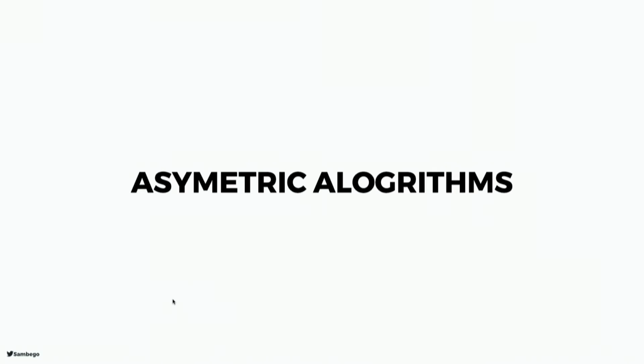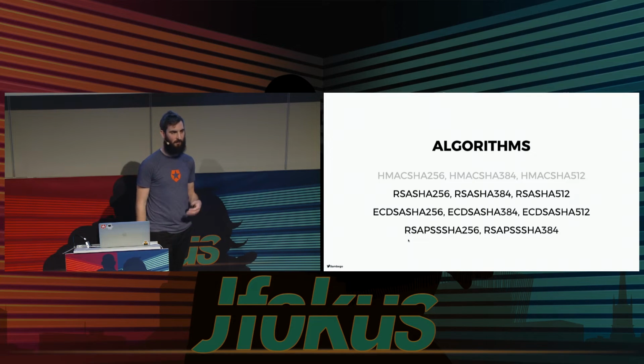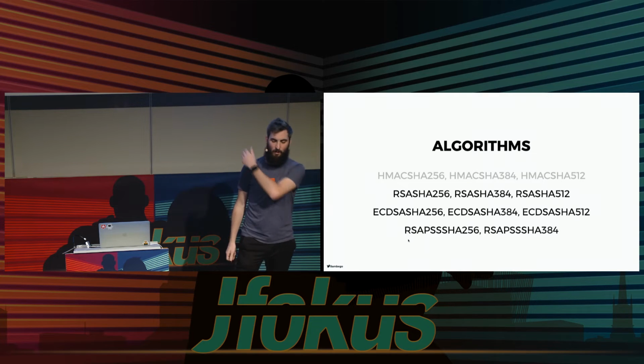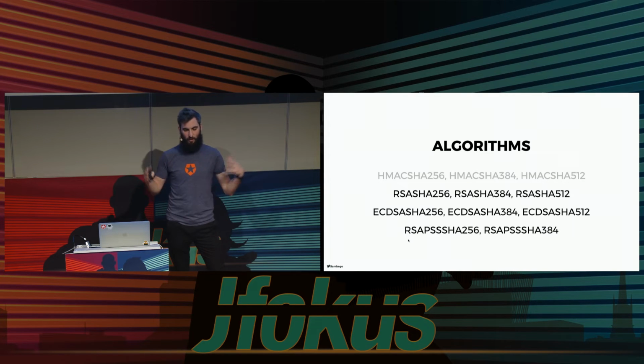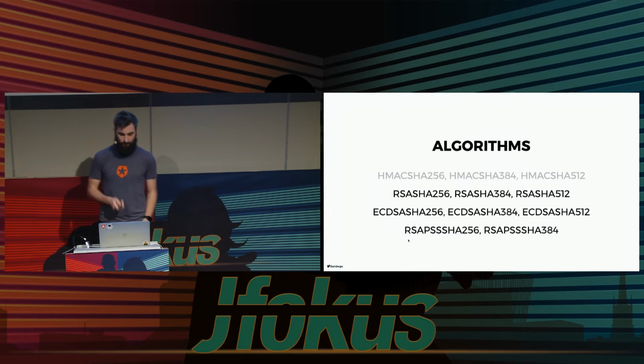So we talked about HMAC, which is a symmetrical algorithm. There's also a bunch of asymmetrical algorithms which use a private and public key pair, like the ones listed below. You can use all of them. They're all valid in the JSON Web Token spec.